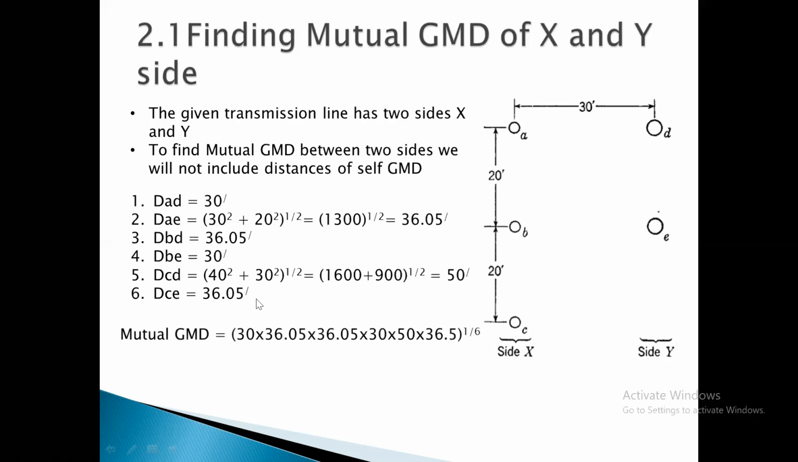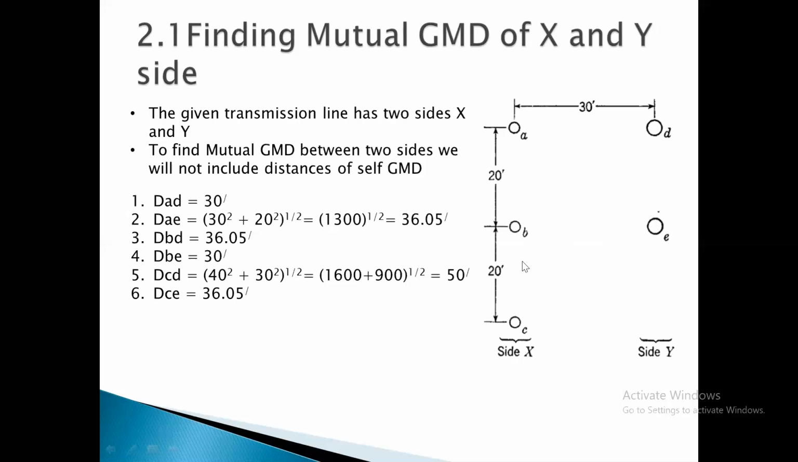So now, mutual GMD. For mutual GMD, I have told you that I will always consider the distance from one side or one face to another face. I will not consider the self-face distances. In case of self GMD, we are going towards the conductors of the same side, the conductors of the same face. Okay, so BC is equal to 36.05.